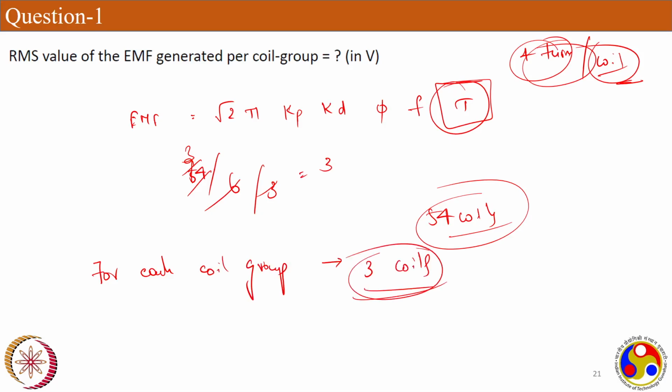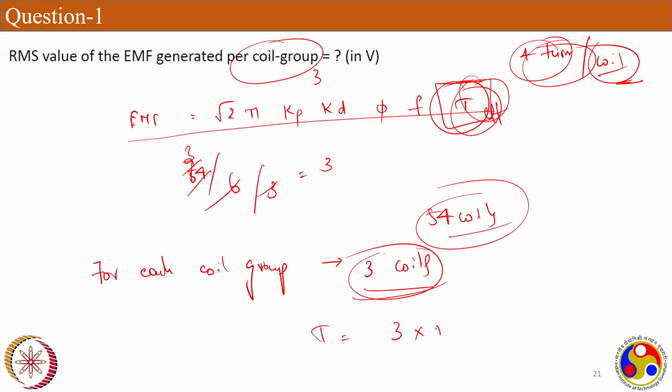Okay, understood? Now in the question it was given that each coil is having 4 turns. So this T is the effective turns. Since we are calculating this EMF per coil group, each coil group will have 3 coils, and the turns here would be 3 multiplied by 4. So each coil would have 4 turns, so T is equal to 12 here. Now you just have to substitute root 2 times pi kp kd phi f and T.